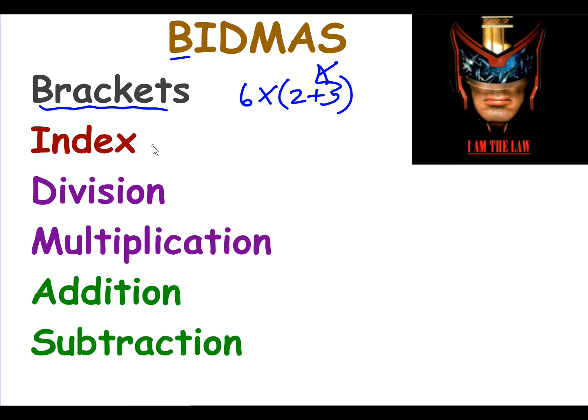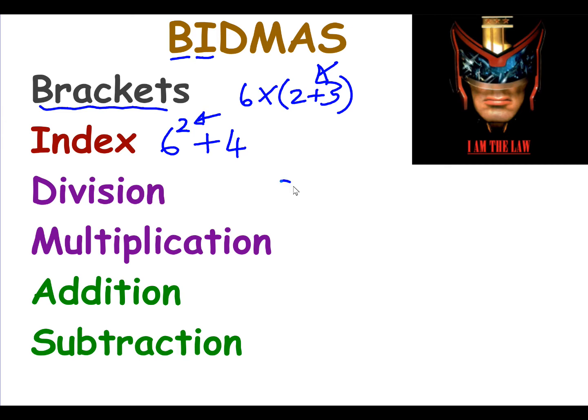The next is an index, and the index is a power. We've already talked about square numbers, so 6 squared. Doing the index first is the next highest priority. So if you had 6 squared plus 4, you'd have to do the 6 squared first before you added the 4. And we'll look at each of these priorities individually in a minute.